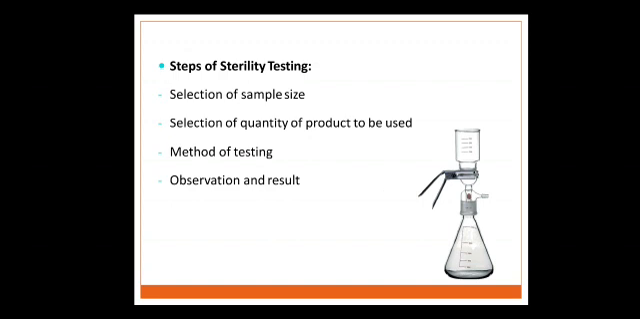Now, the principle of sterility testing. The test is based on a principle that if bacteria or fungi are placed in a medium which provides nutritive material and water and kept at a favorable temperature, the organism will grow and their presence can be indicated by turbidity in the clear medium. Now, the various steps involved in sterility testing are the selection of sample size, selection of quantity of product to be used, method of testing, observation and results.